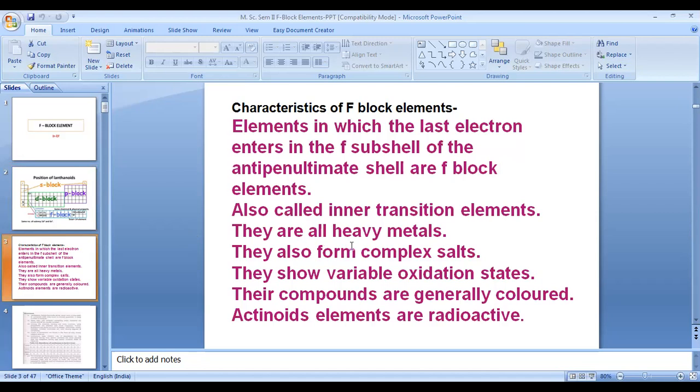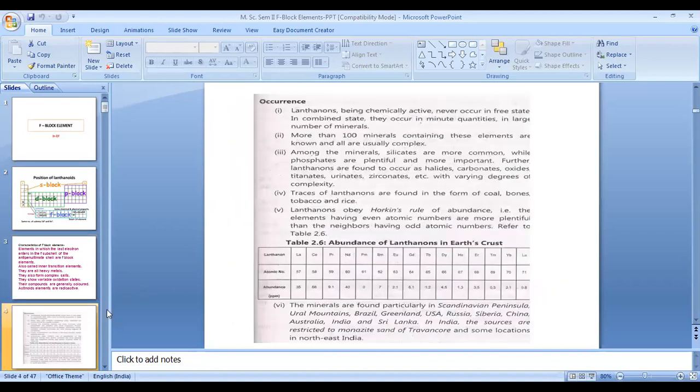They are also all heavy metals. They also form complex salts, that means they are involved in complex formation. They also show variable oxidation states, that I will emphasize in due course of time. Their compounds are generally colored and actinide elements are radioactive. So these are some common characteristic features of all these elements.